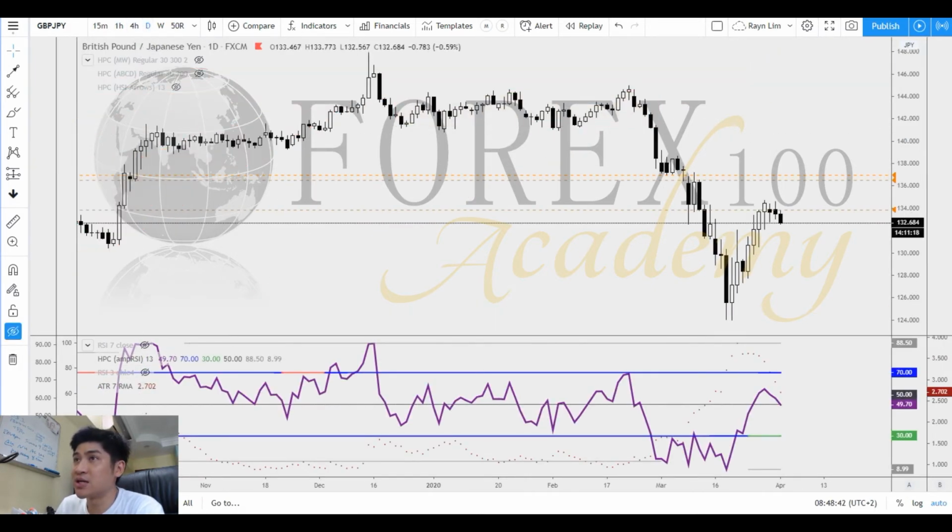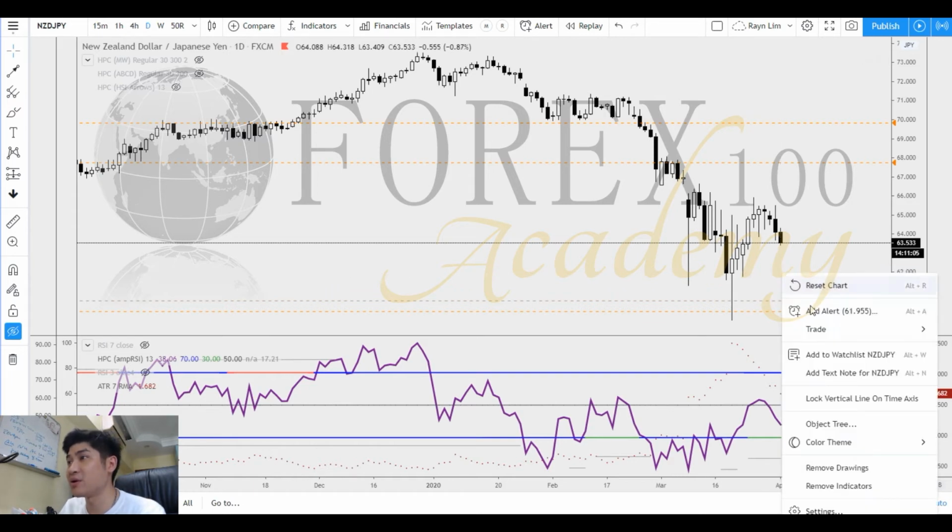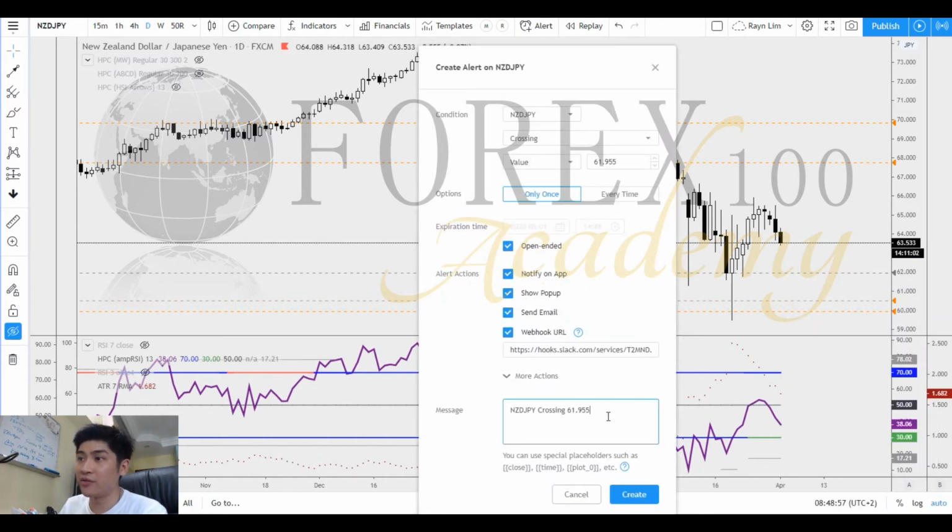To the next pair, New Zealand Yen. Off the daily V bottom, market slide down again. What I can wait for is a double bottom perhaps. Okay. Or retest of support. So a lot of alerts here.